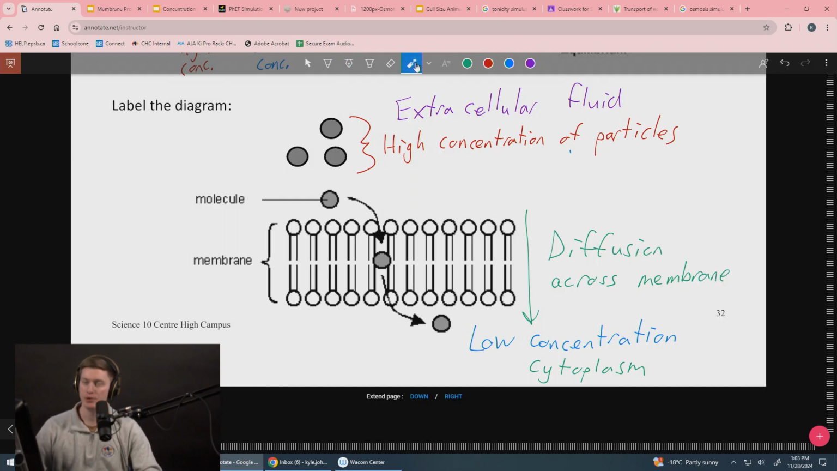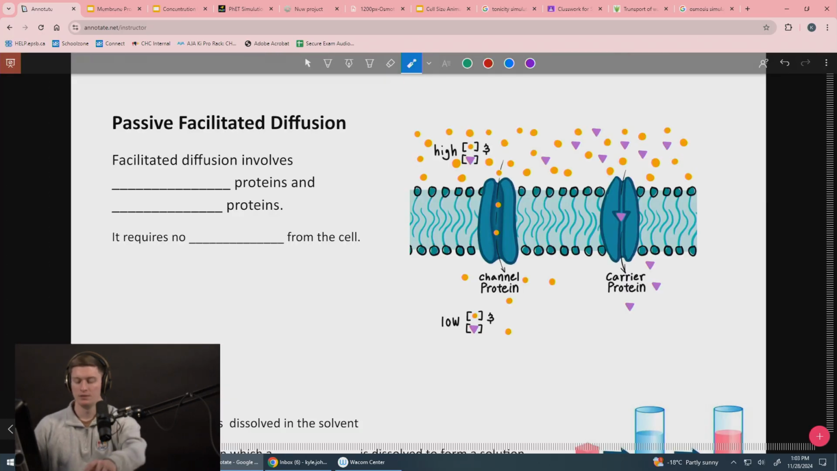If you want to label more things, this here is a phospholipid with a phosphate head and lipid tails. That's diffusion. It moves across the membrane on its own.